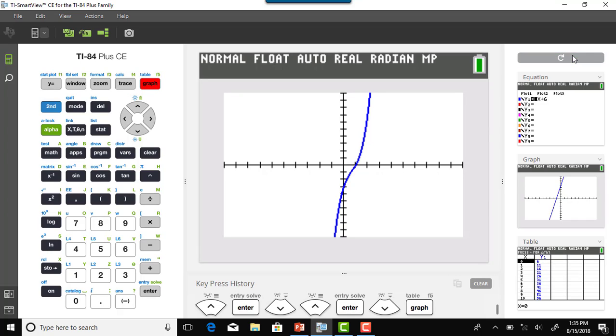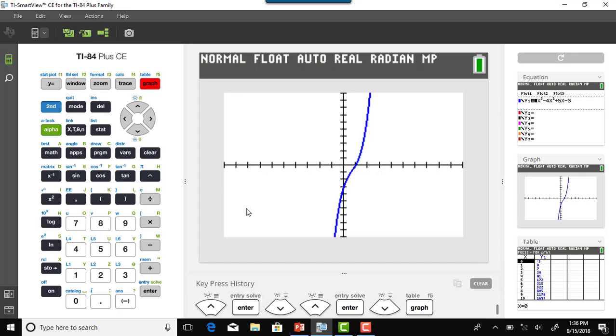Let me update this over here. So y equal to 2x to the third minus 4x squared plus 5x minus 3. And now I'm getting a shape of this graph. Now, some of you, when you hit graph, you may not have seen the exact same window that I see here. So normally where you want to start anything is in a standard window.